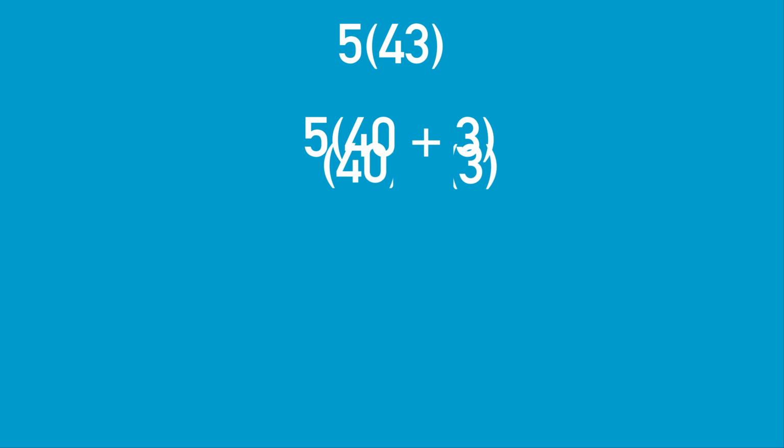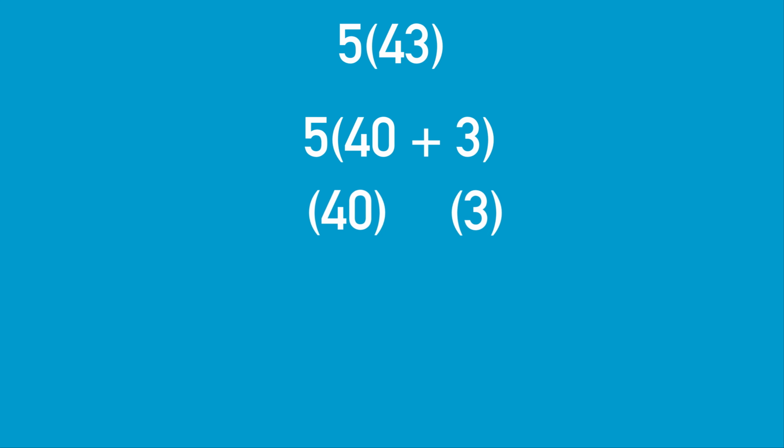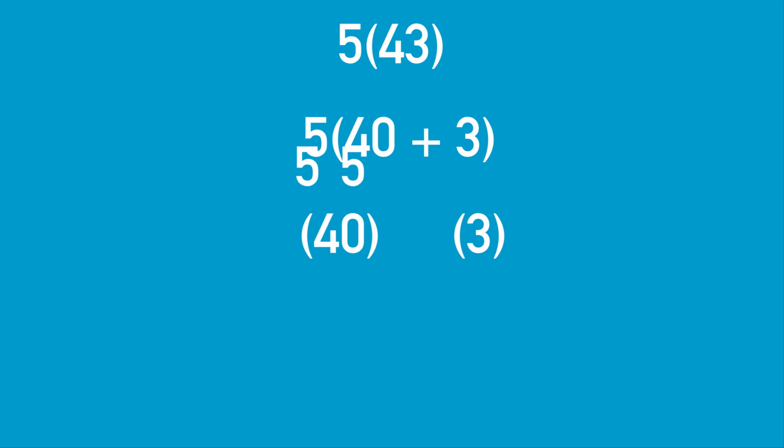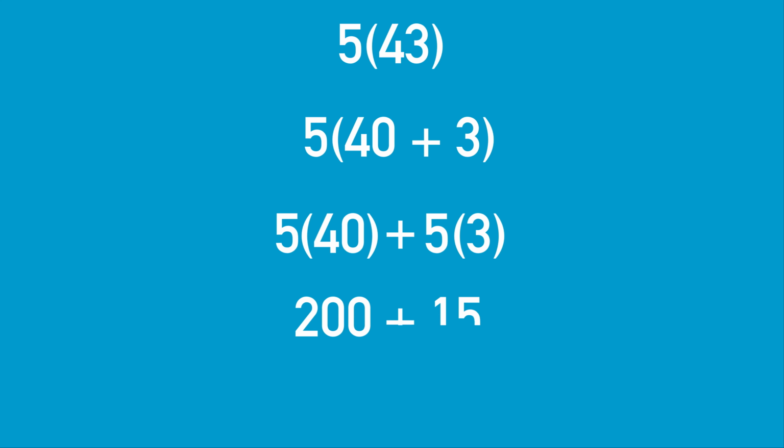For example, we can use distribution to help us to more easily multiply larger numbers. Because 5 times 43 could also be written as 5 times the sum of 40 and 3, we can use the distributive property to simplify it. While I don't know 5 times 43 off the top of my head, I do know that 5 times 40 is 200 and 5 times 3 is 15. So, 5 times 43 is 200 plus 15, or 215.